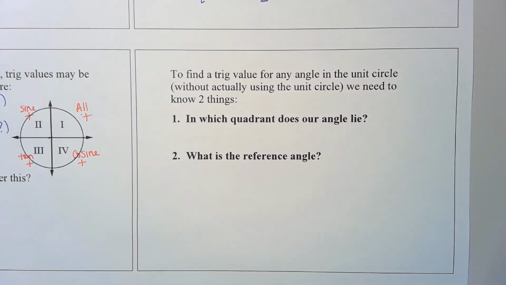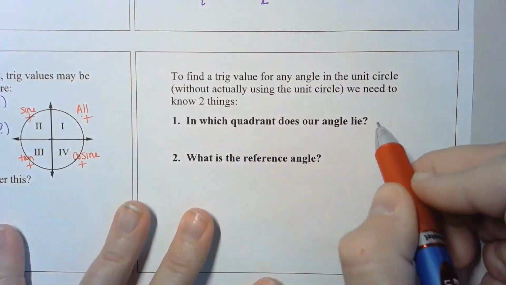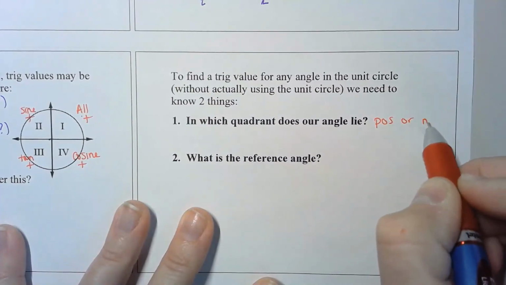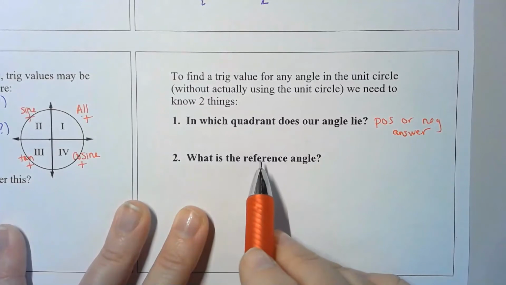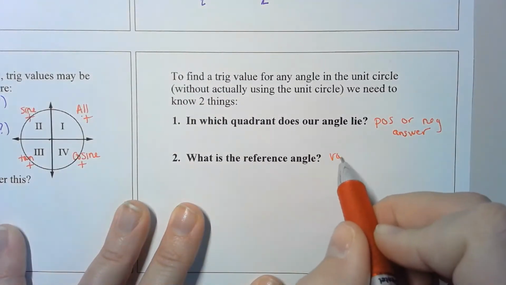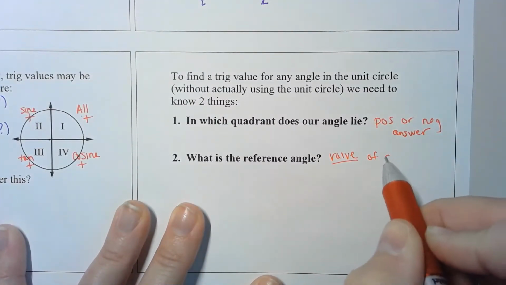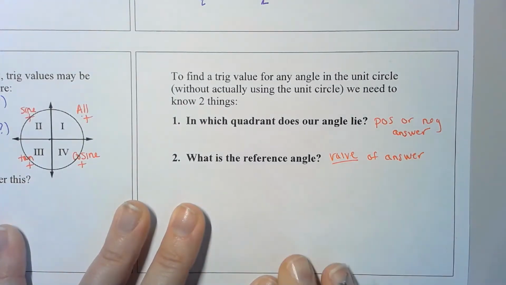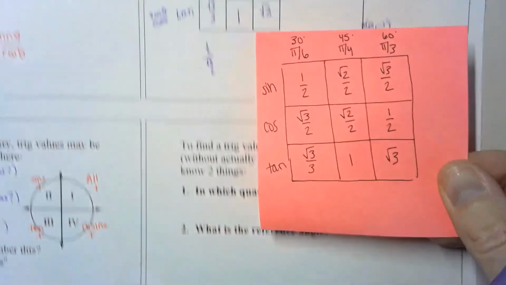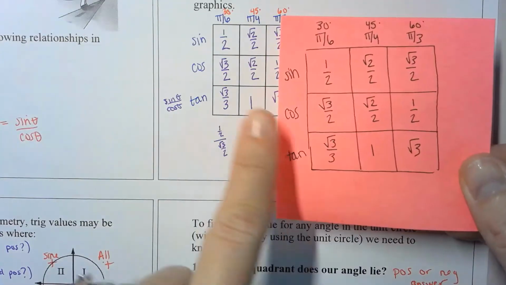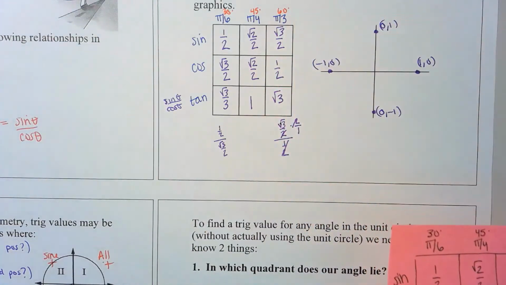In which quadrant does our angle lie? Because that's going to tell us if our answer is positive or negative. And what is the reference angle? That's going to give us the value of our answer. I'll explain when we flip over the page. Okay, all right. So what I've gone ahead and done is taken this chart here and recopied it here so that I don't have to keep flipping my notes over.